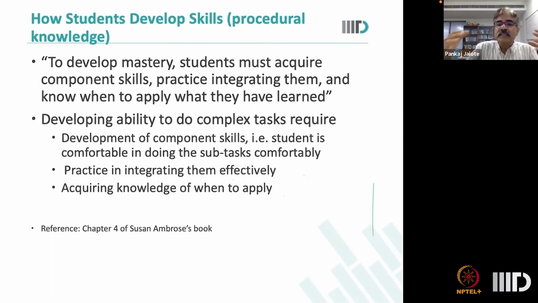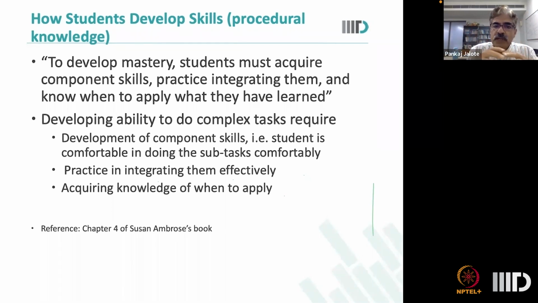And you have to practice integrating them and know when to apply what they have learned. Right? So that's our goal. Let them learn component skills, all the small skills that are needed for students to do the bigger skill. Practice integrating them for the more sophisticated skill. And then they also need to learn, which is more in the declarative, conceptual world, to understand when to apply what.